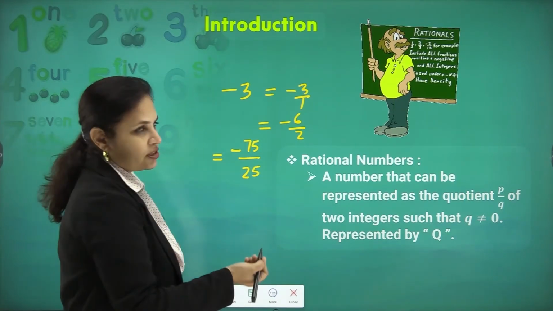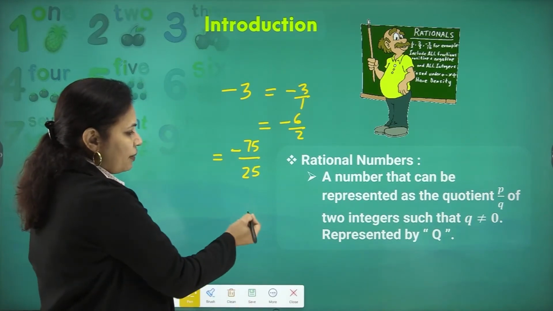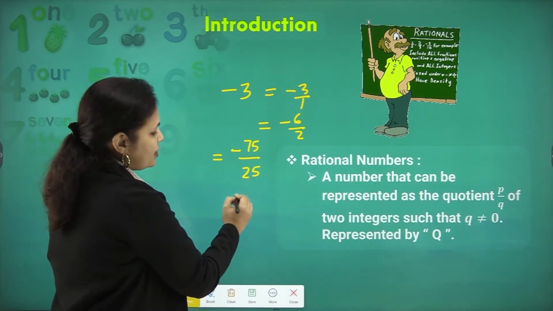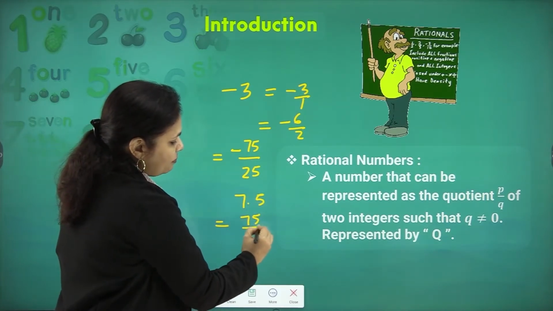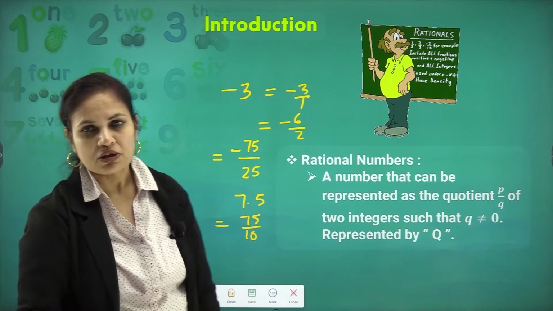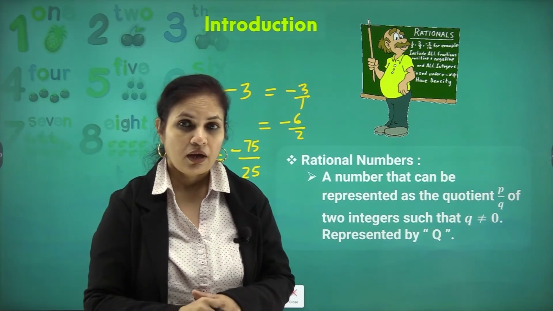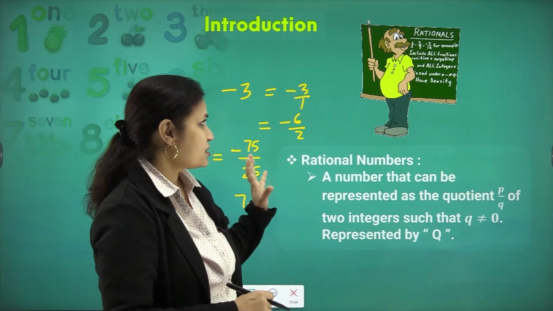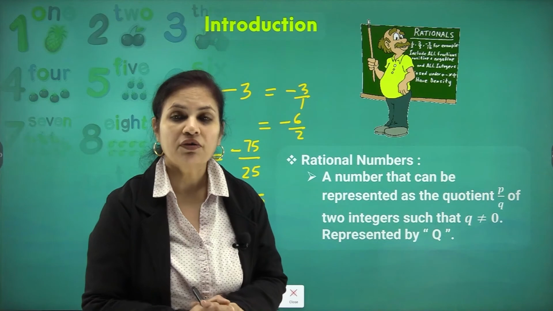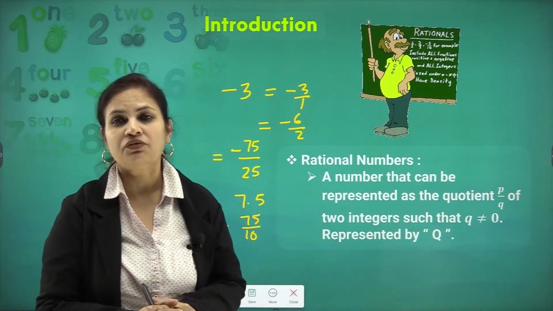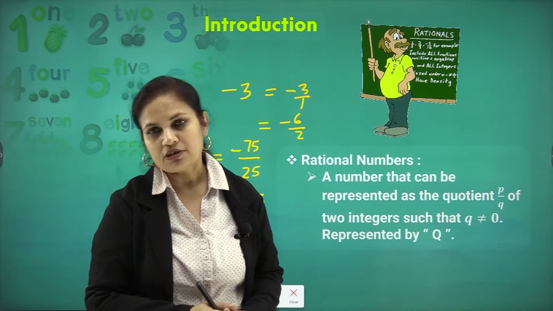A fraction is already in the form of numerator upon denominator. If I am talking about a decimal number, for example 7.5, it can be written as 75 upon 10. So what is the common characteristic that we have studied so far? The common characteristic of all these numbers is that each one of them can be represented in the form of numerator upon denominator, provided the denominator is not 0.